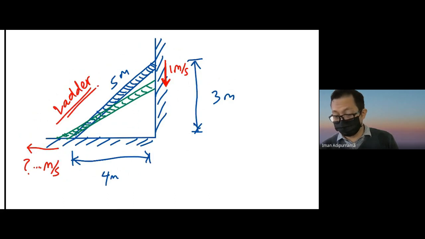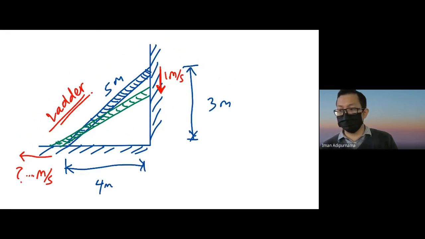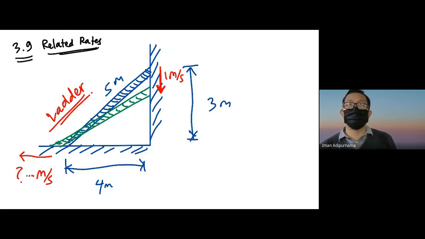Okay. So this problem I take from section 3.9. It's about related rates, but I think it can also be useful in implicit differentiation.